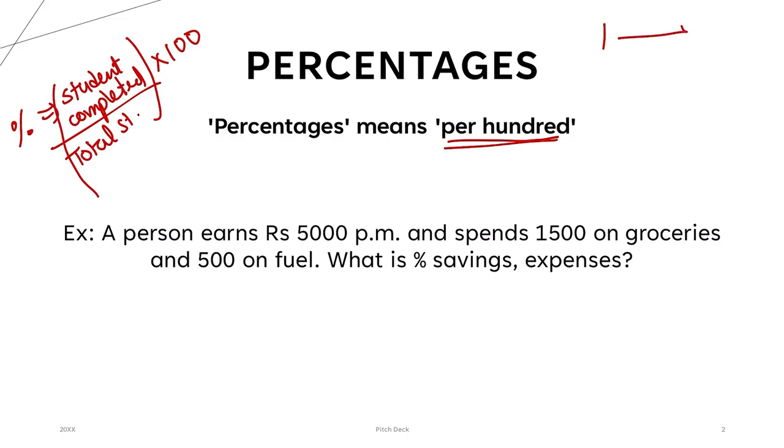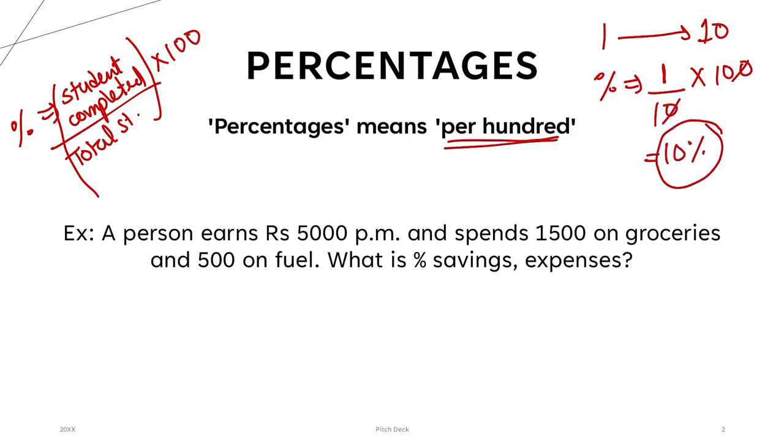As I already told you, there was one student in a class of 10 students. So how did I calculate percentage? 1 divided by total 10, multiplied by 100. So if you calculate this, this is 10%. Right? I hope this is clear. Basic percentage. Right? Now, moving on.